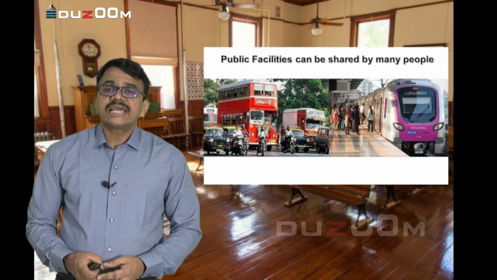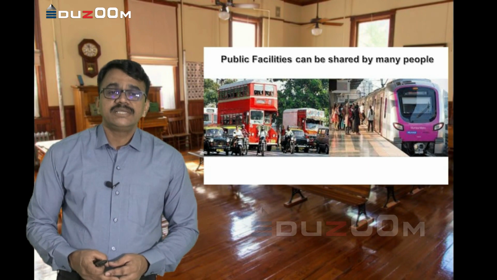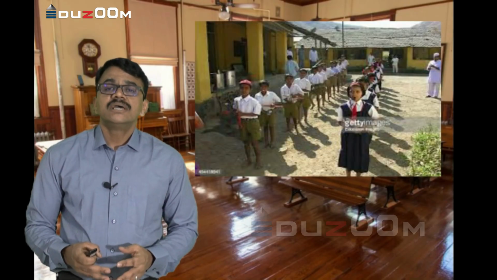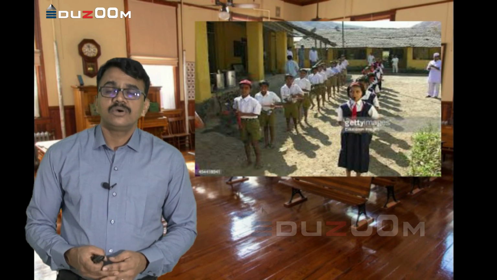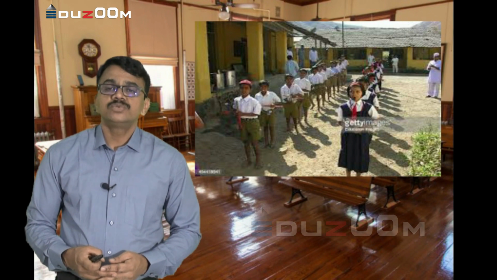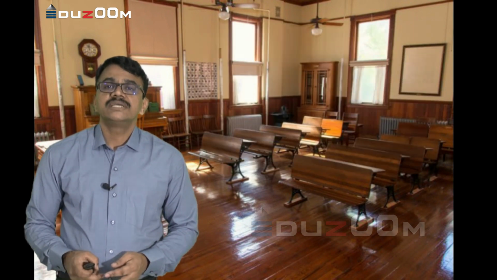The important characteristic of a public facility is that once it is provided, its benefits can be shared by many people. All the public can utilize the facilities. That is why these are called public facilities. For instance, a school in a village or a school in a city will enable many students, or many children, to get educated.